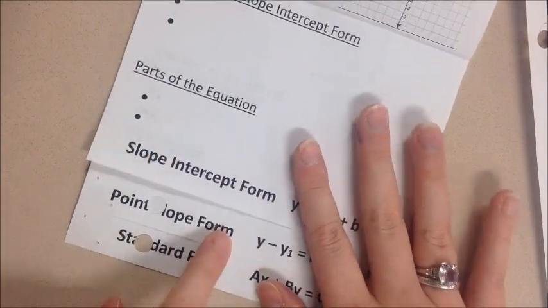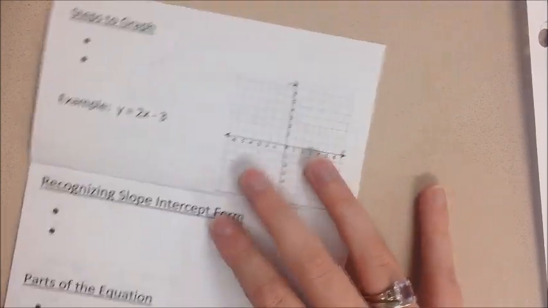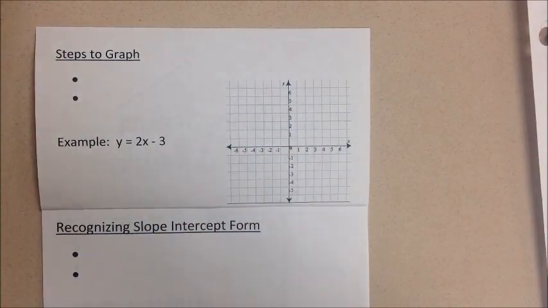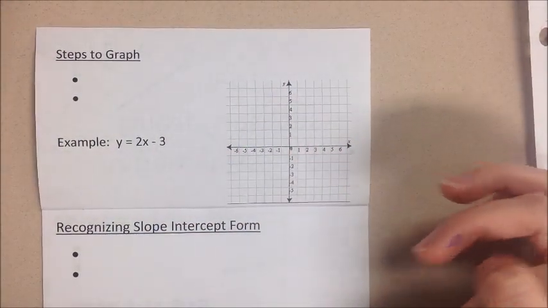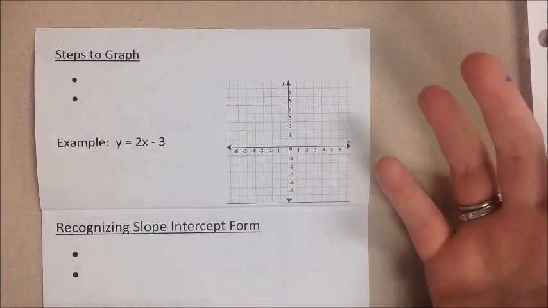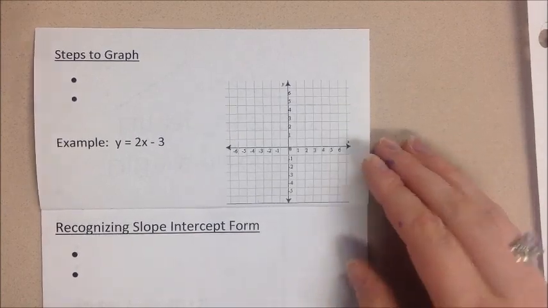We've talked about slope-intercept form. We'll do point-slope today, and then we'll do standard form tomorrow. Really, they're just three different forms that you use for three different reasons. Slope-intercept form is really helpful to graph.